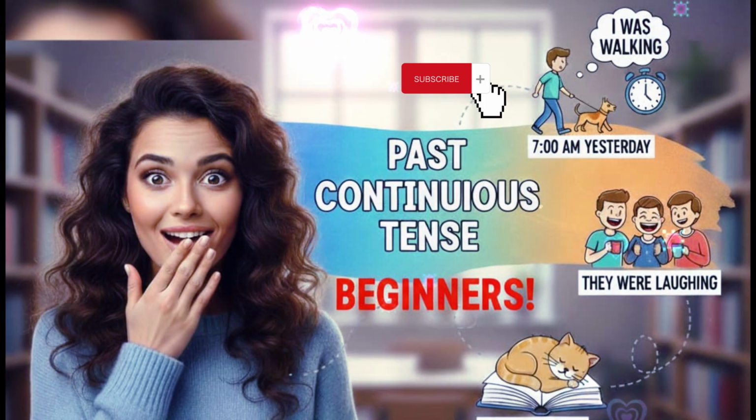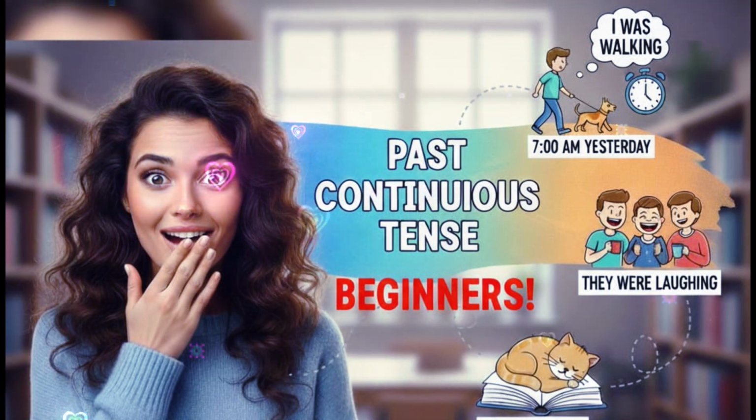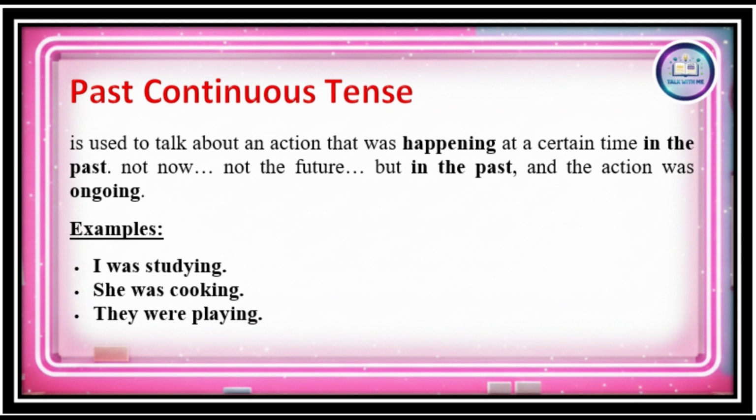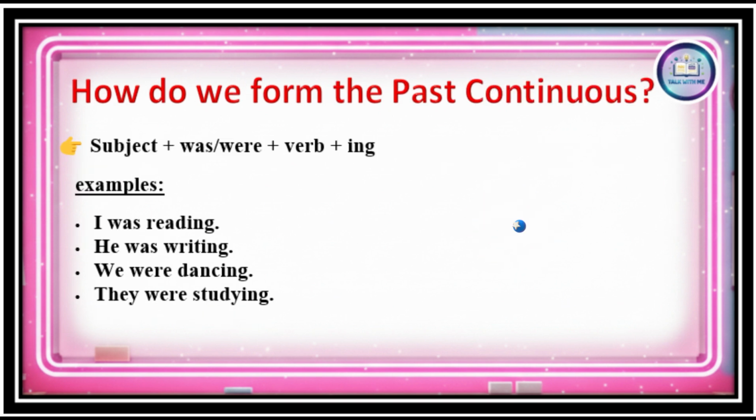Ready? Let's get started. Students, what is the past continuous tense? The past continuous tense is used to talk about an action that was happening at a certain time in the past. Not now, not the future, but in the past. And the action was ongoing. Got it? Okay, good.